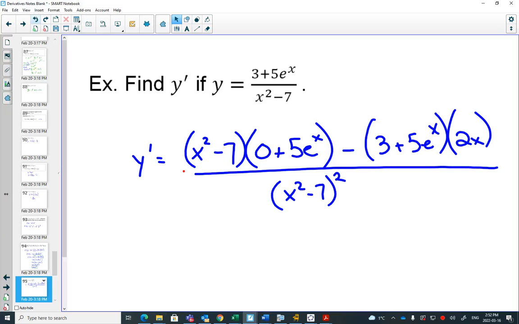Yeah, if there was another x squared minus 7 here, then you could factor it out, write it as a multiplication, and then you could simplify. Okay? Same thing happens with numbers, but you're not as tempted with numbers.